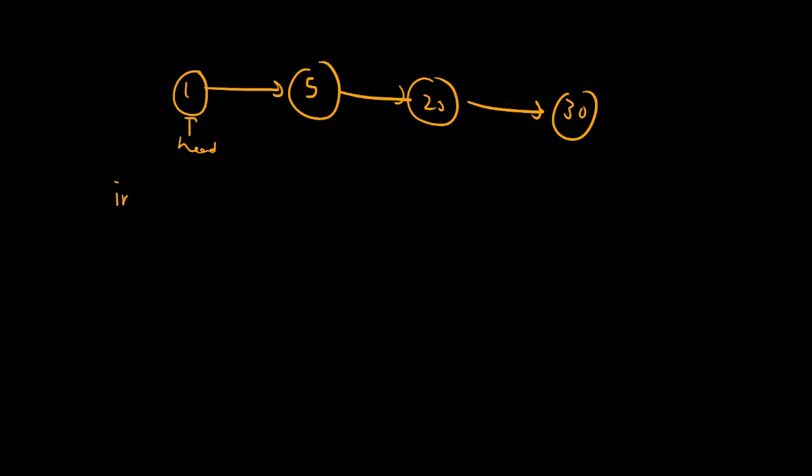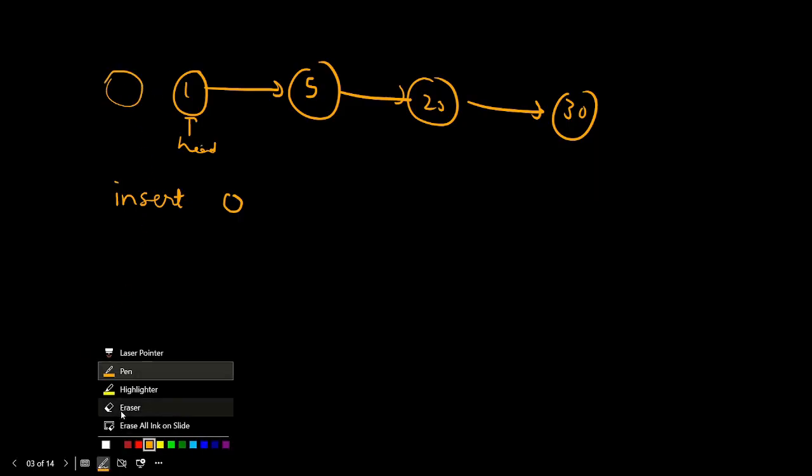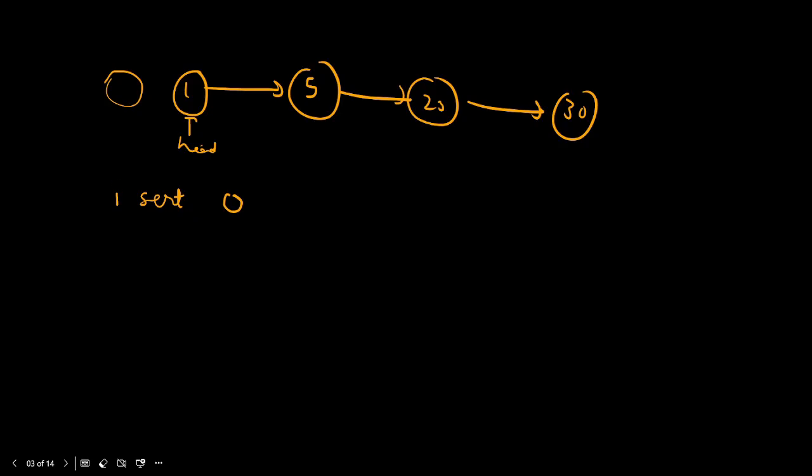Now, what if we have to insert 0? 0 has to go here. By looking at it, we can say this is where 0 has to go. But I need to change the head. So let us look at the logic for that. It's nothing but just very easy.